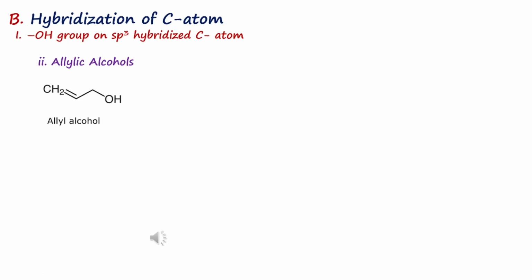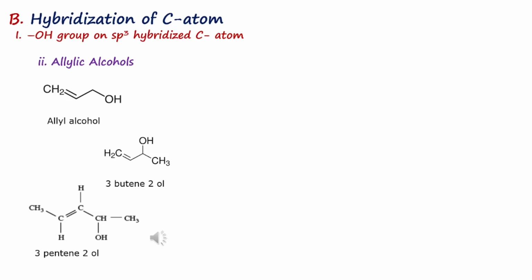In the category hybridization of carbon atom in which the hydroxyl group is on sp3 hybridized carbon atom, the second subcategory is allylic alcohols. Here the OH group is on the allylic carbon atom. The allylic carbon atom is the sp3 hybridized carbon atom which is next to a sp2 hybridized carbon atom. That is, the allylic carbon atom is the one next to a double bond in a molecule.